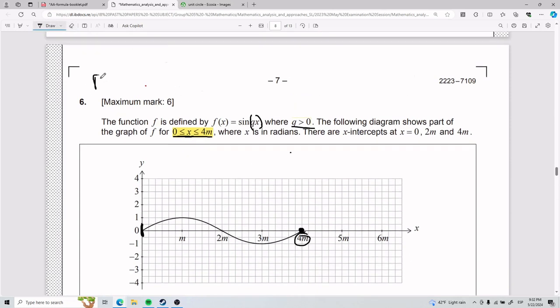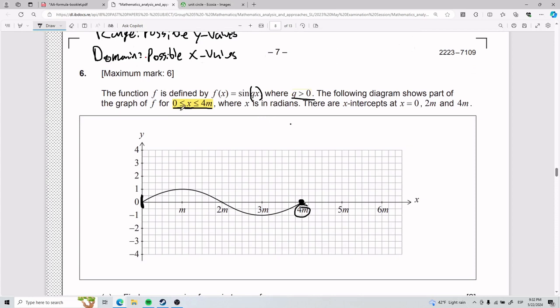Let's just recall that for a second. Domain is technically your possible x values, okay? While range, you guessed it, is also your possible something, but in this case, your possible y values, okay? So your domain is possible x values, your range is possible y values. Here they define your domain. They also mentioned that x is in radians.